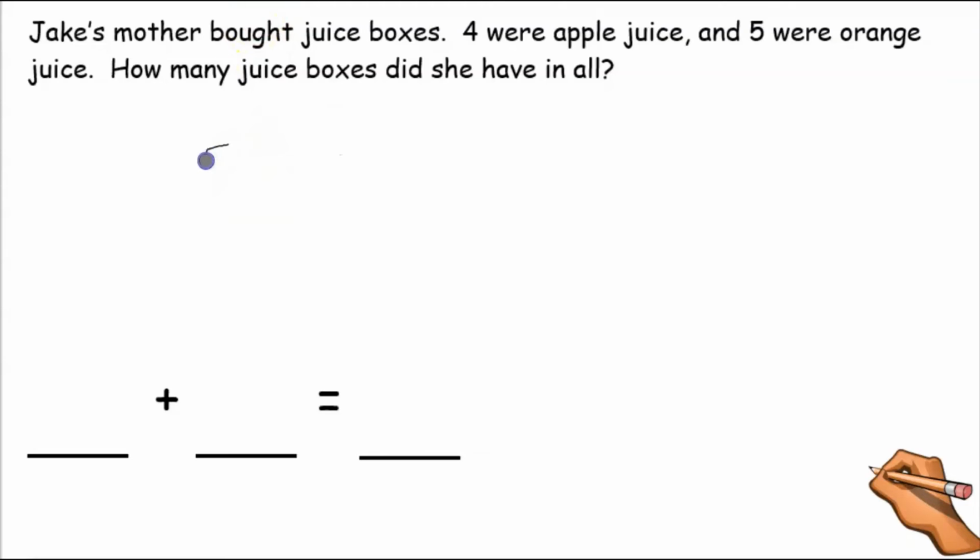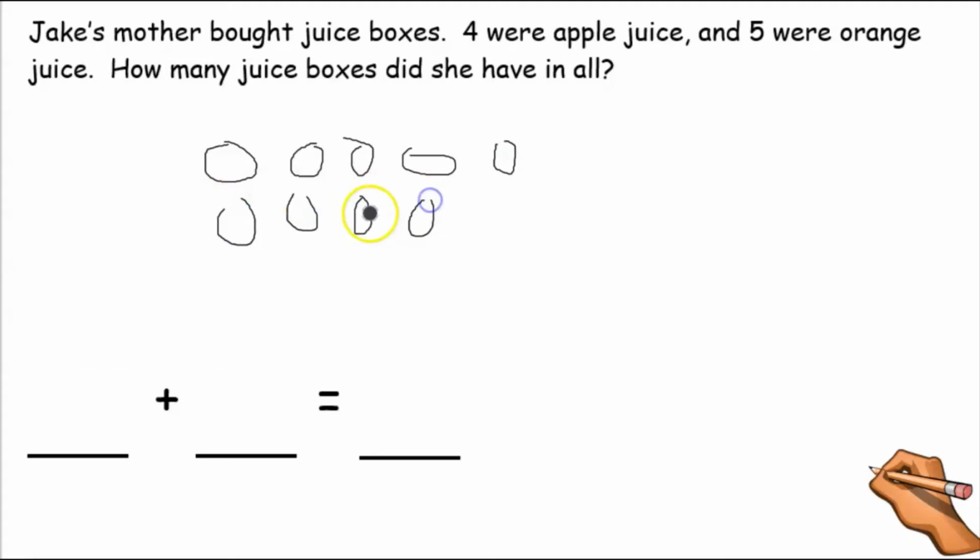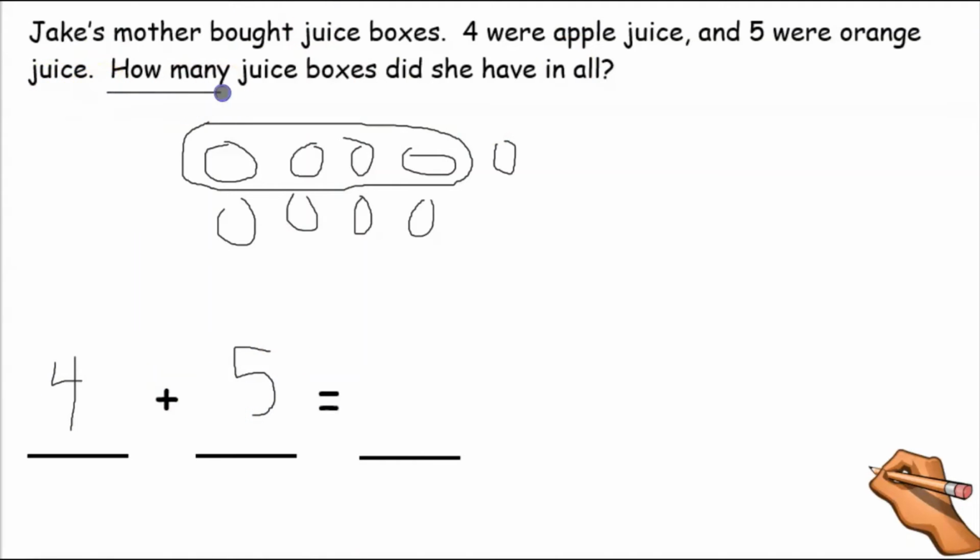Okay, here we go. She had 4 apple juice boxes, 1, 2, 3, 4, and then she had 5 orange juice, 1, 2, 3, 4, 5. Now I am going to draw a circle to show my group of 4. So I see that I am composing this number. I know my parts, 4 plus 5. My job was to find out how many juice boxes did she have in all. Right, we can go back and count. 1, 2, 3, 4, 5, 6, 7, 8, 9. 4 plus 5 equals 9.